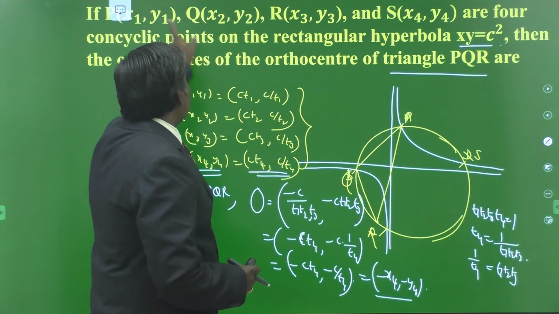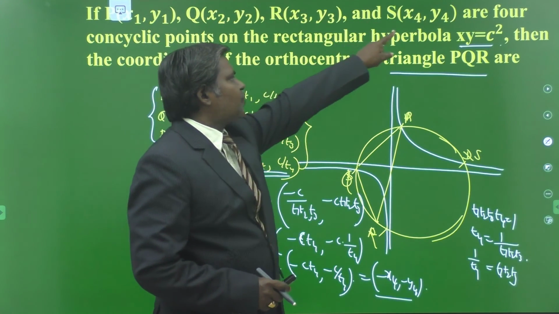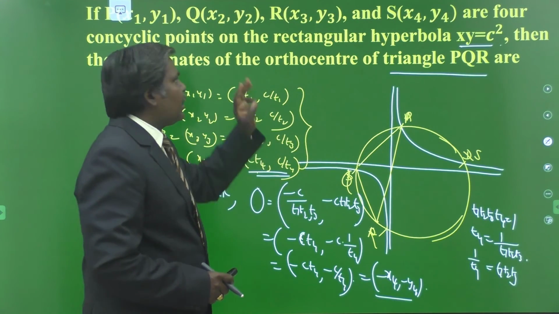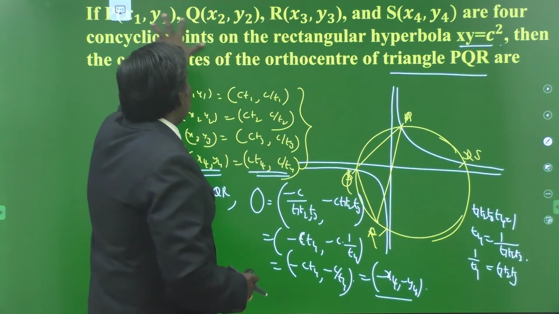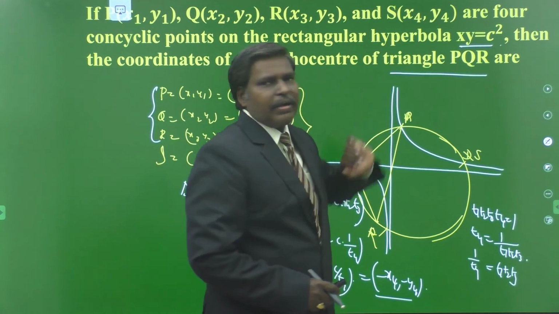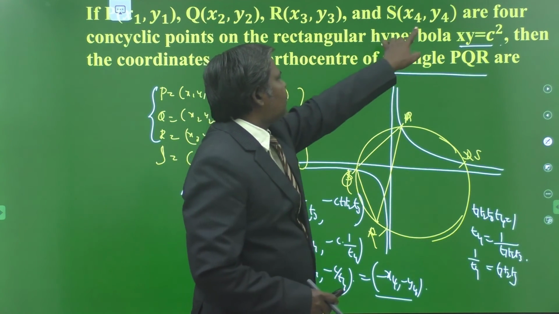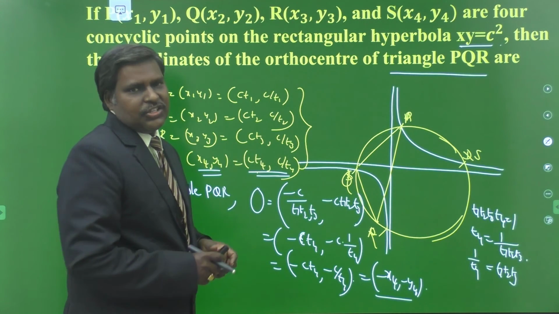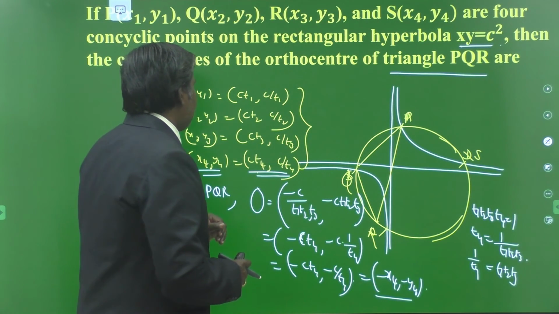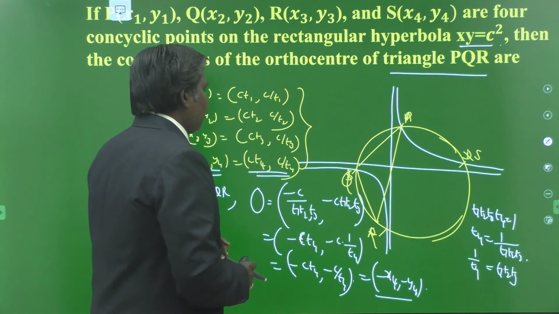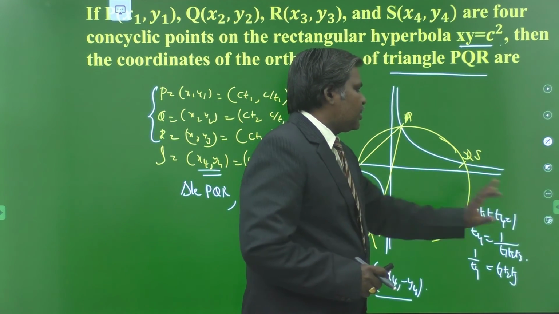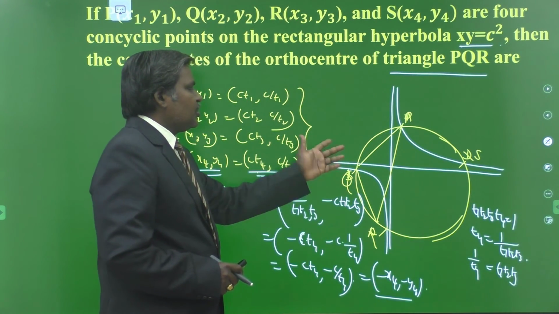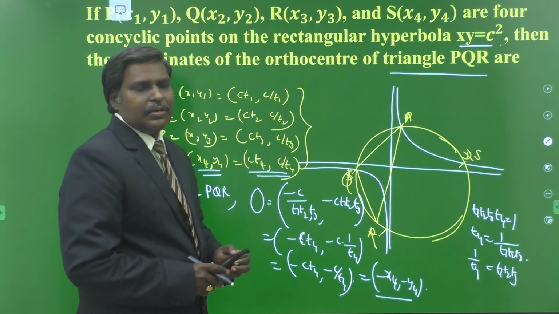Understand? So (x1, y1), (x2, y2), (x3, y3), (x4, y4) are 4 concyclic points on your rectangular hyperbola. Then the orthocenter of the triangle formed by the first 3 points is (-x4, -y4). If you want to find the orthocenter for QRS, the orthocenter is (-x1, -y1). That is the relation. So the one and only thing you have to remember is the orthocenter formula and this technique t1t2t3t4 = 1. This is from the concyclic concept, and this is from the orthocenter concept. These two concepts are involved in this problem.